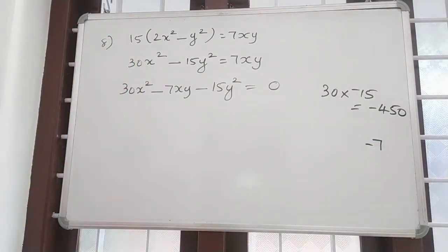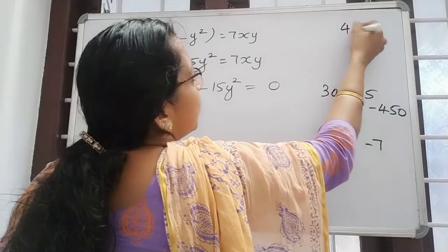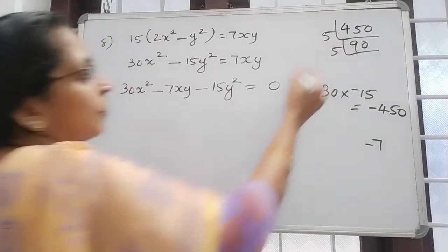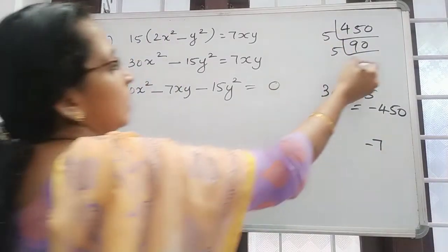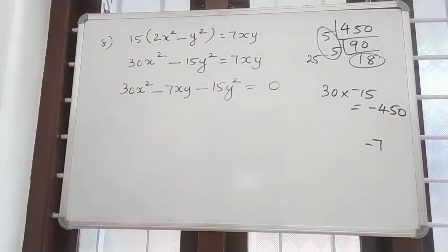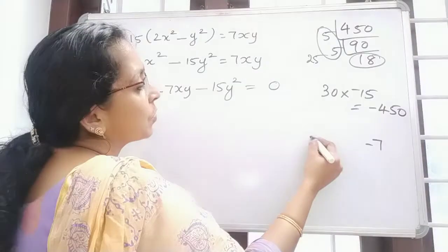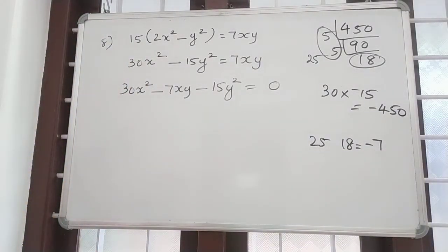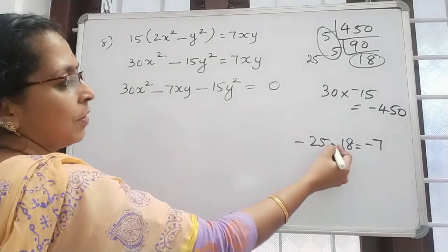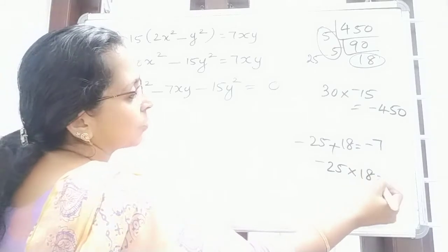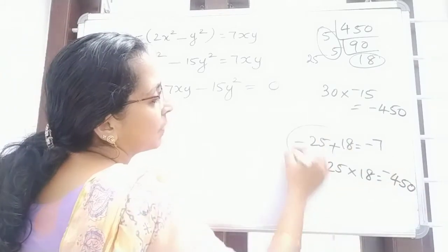So which are the two numbers? 450, if you are dividing, prime factorization method, 5 9s are 45, again 5. What will be? 18. So 18 here, 25. 25 and 18 possible or not? Check it. 25 and 18. It will be negative 7 or not? So it will be negative 25 and a positive 18. Then it will be negative 7. And negative 25 into 18 is negative 450. So which are the two numbers?